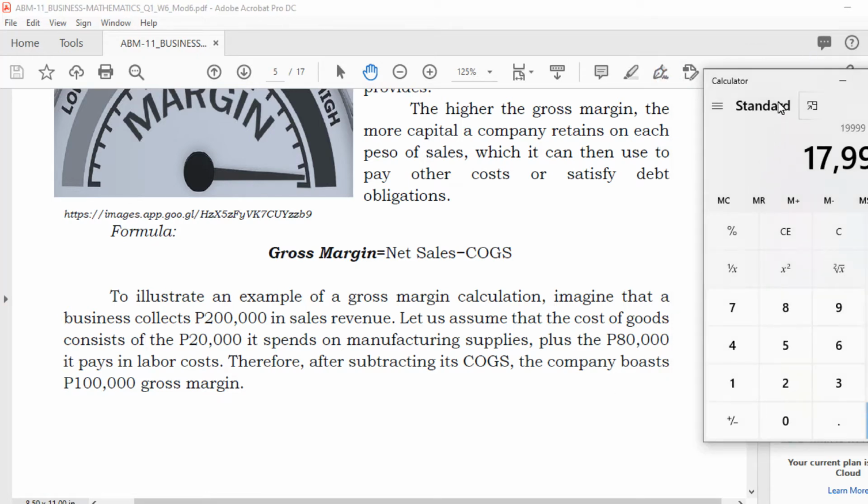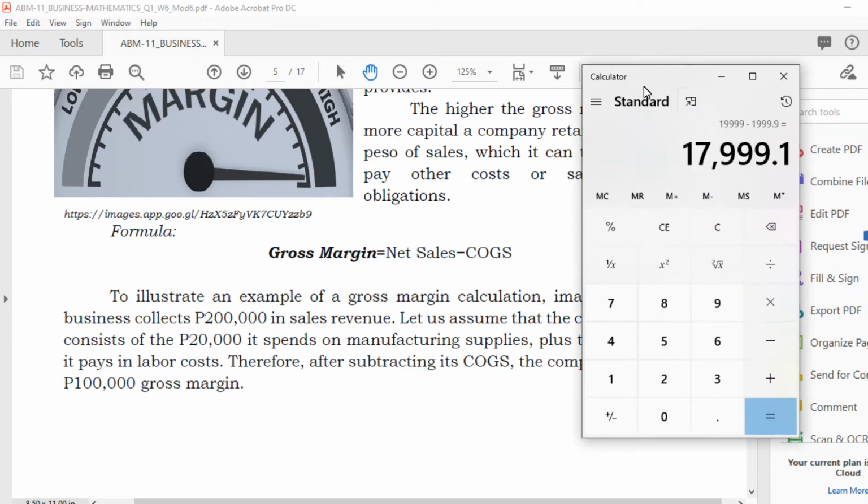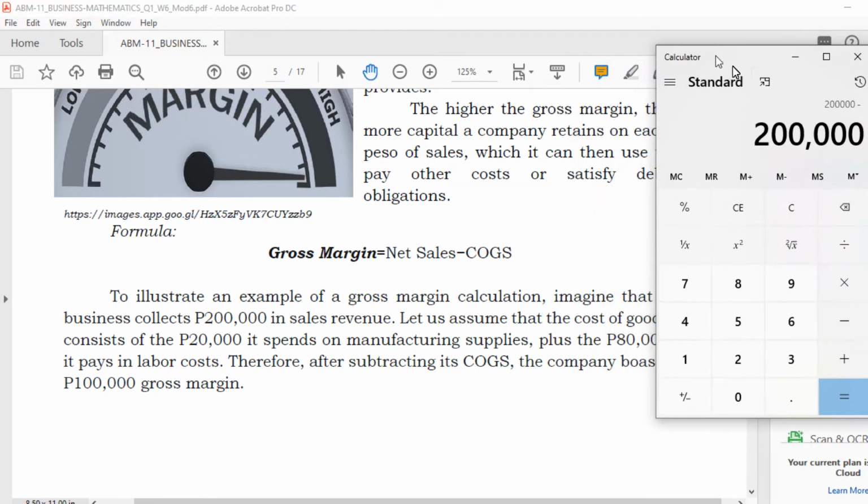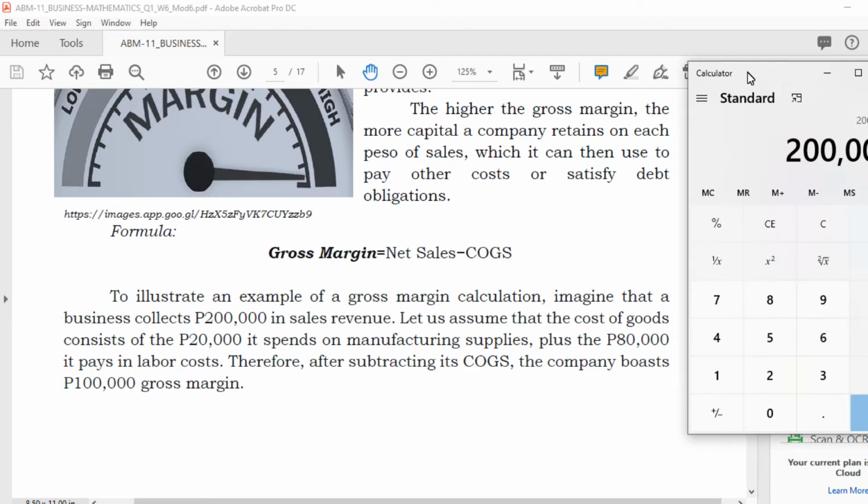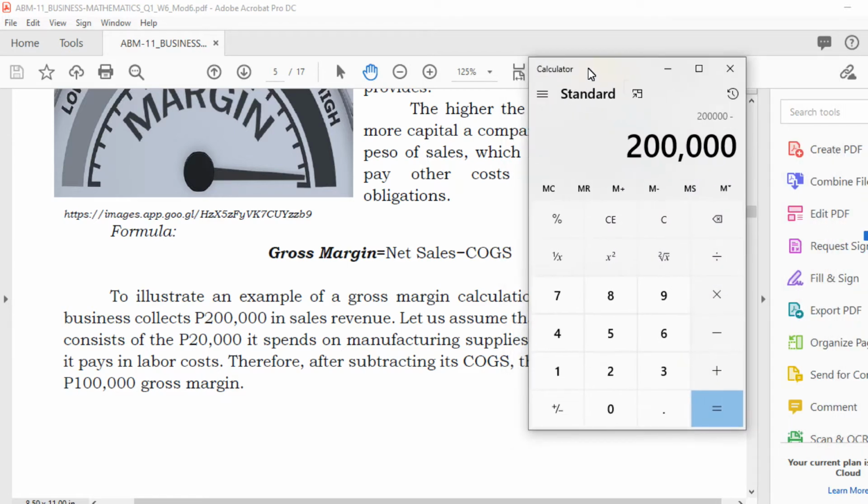Pakita natin. Kung meron tayong 200,000 na sales revenue, ilalabas mo yung 20,000 na manufacturing supplies at yung 80,000 na labor cost. So, 20,000 tsaka 80,000 is 100,000. So, minus 100,000, ang iyong gross margin ay 100,000. So, yun ang gross margin mo.